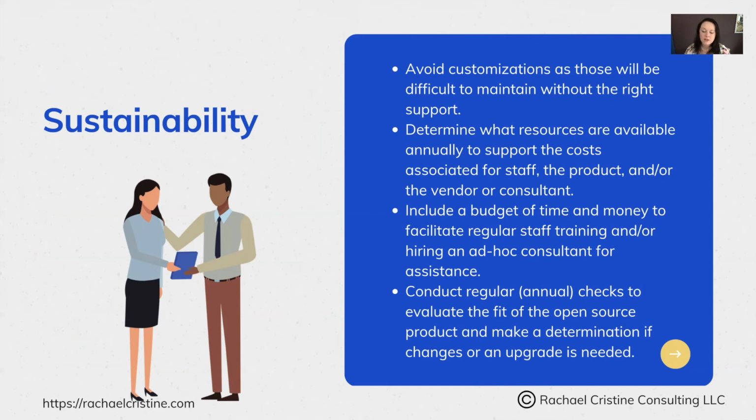And then conduct regular, annual at least, checks to evaluate the fit of the open source product that you chose and to make a determination if an upgrade or a change is needed. So as we discussed previously, open source products by their very nature are continuing to evolve, in most cases for the better, but in some cases, communities go away, there's a bigger, better product, what have you. You need to make sure that you stay aware of the health of the open source product that you're using so that it doesn't catch you by surprise if it dies or starts being sunsetted.